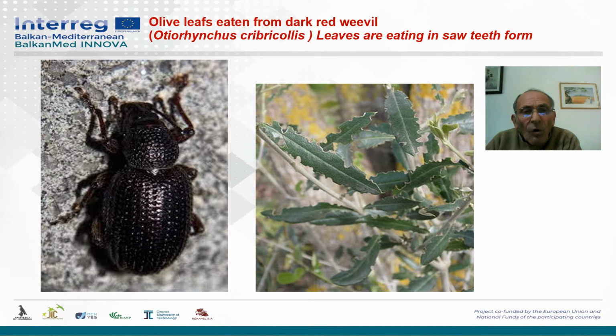Here we see the olive leaves eaten by the dark red weevil. We see here the characteristic, the specific symptoms. This is caused by the coleopteran Otiorhynchus cribricollis. Leaves are eaten in a saw-tooth form.